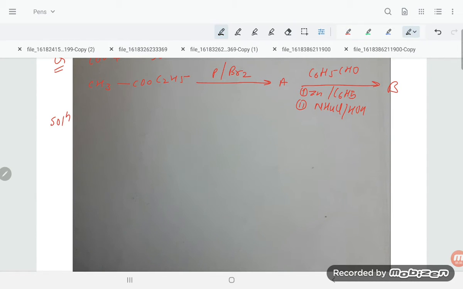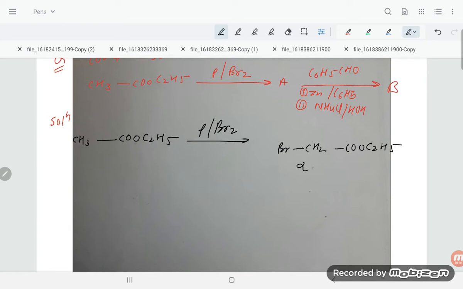So if you see the solution of this, if you are treating CH3COOC2H5 with P and Br2, then an alpha-haloester will form. So Br here is CH2, and here is COOC2H5. So this is an alpha-bromoester. Now, what is this going to react with, students?